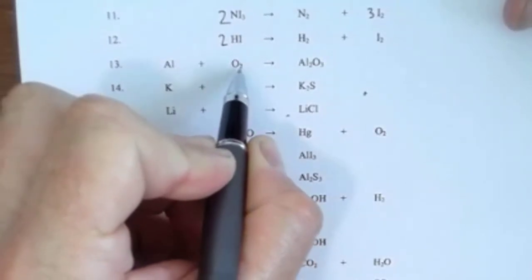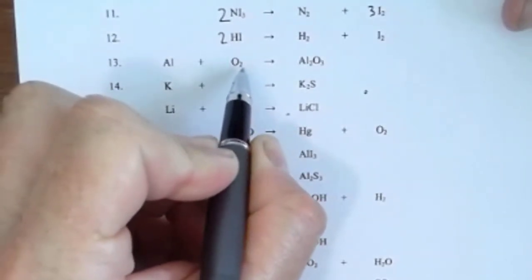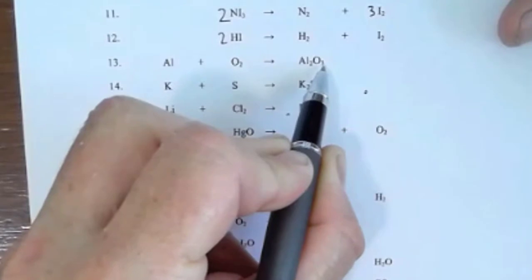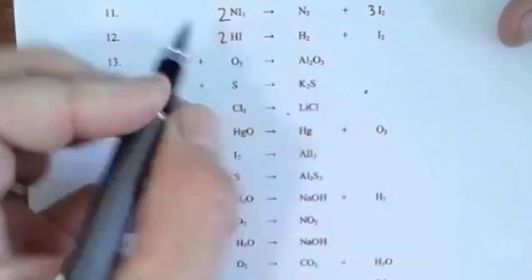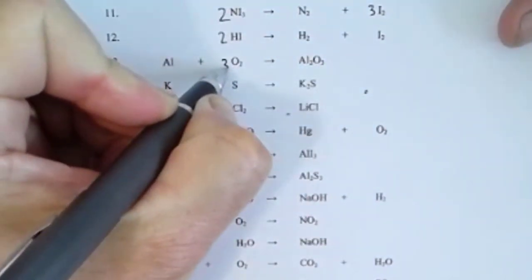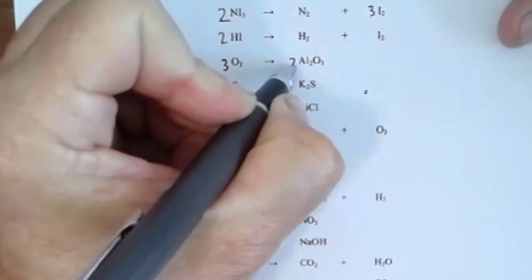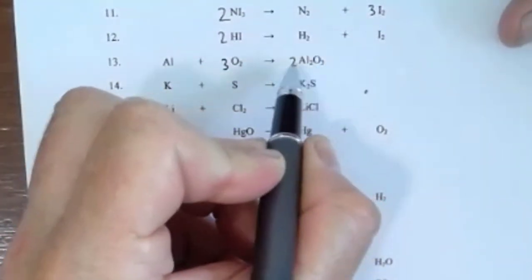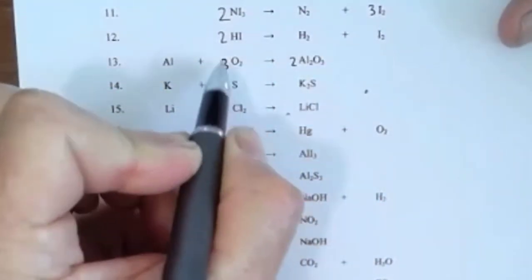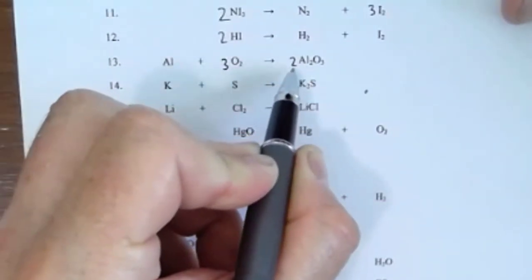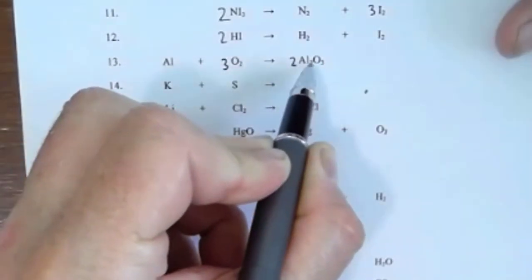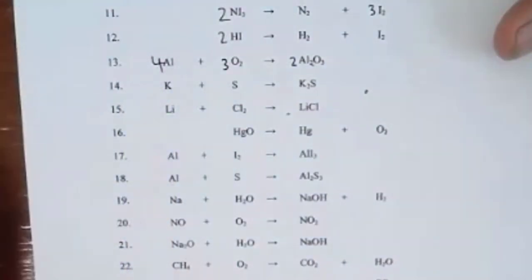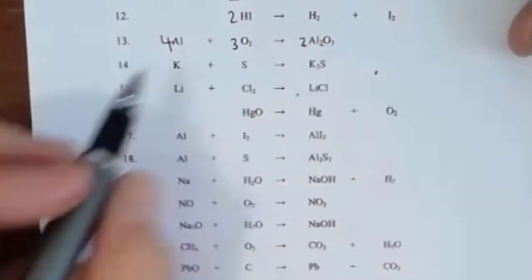Now we've got 2 oxygens and 3 oxygens. So again, we need to go 3 and 2, because that gives us 6. 2 times 3 is 6, 3 times 2 is 6. So now, how many aluminiums we've got? 2 times 2 is 4. And that's as best we can do with that one.